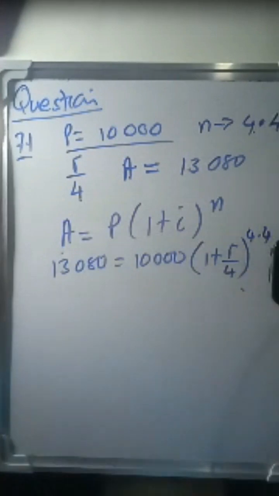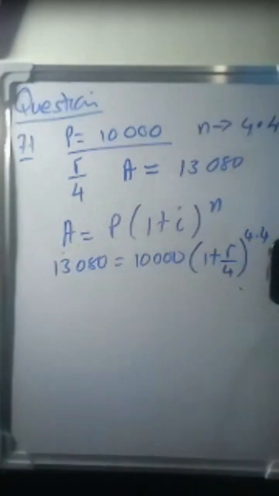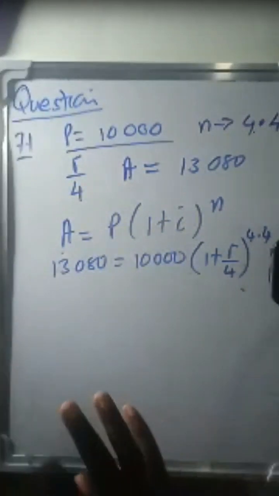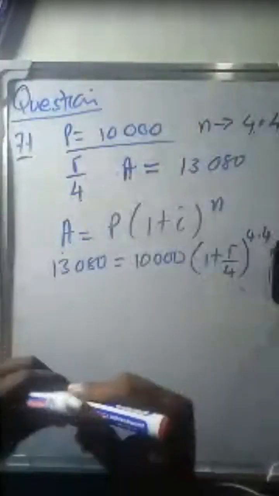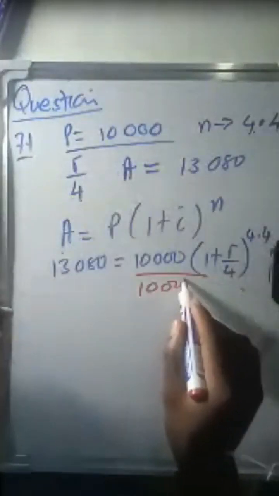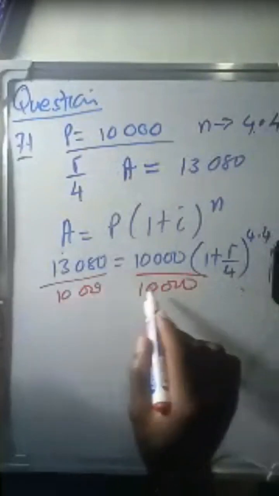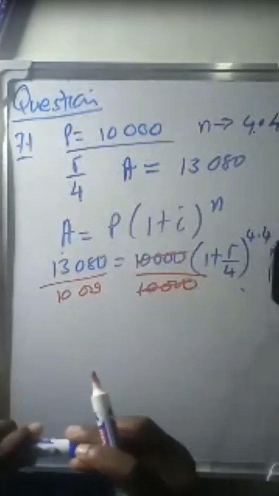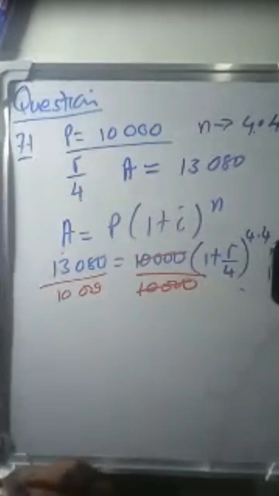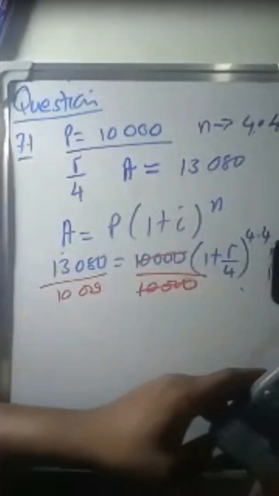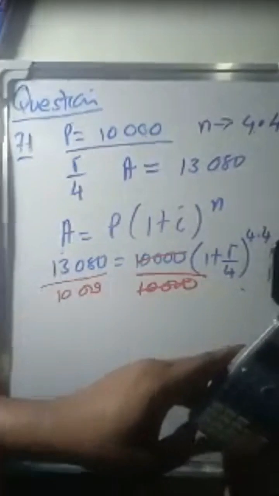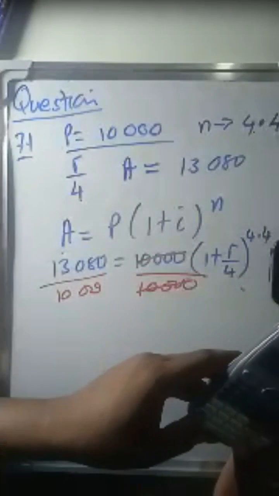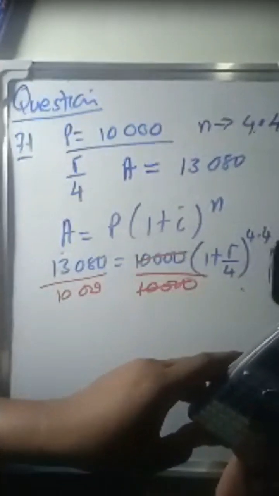So how do we calculate now? Remember there we are having multiplication, so the opposite of multiplication is division. So I'm going to first start by dividing by 10,000. Divide here by 10,000, divide here by 10,000, so that this one and this one cancel. Then you punch that in your calculator and see what it gives you. Please try to use fractions as much as possible. Do not round off. You can only round off the final answer. So 13,080 divided by 10,000, what do we get?